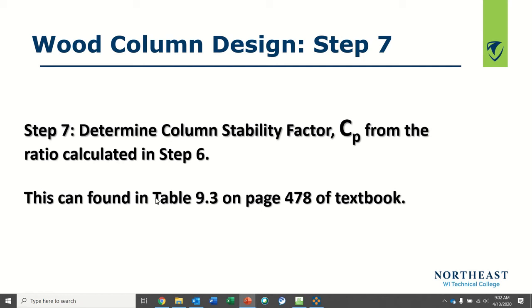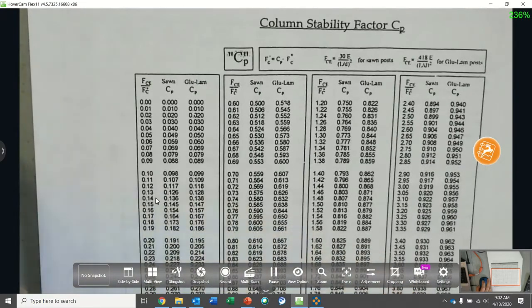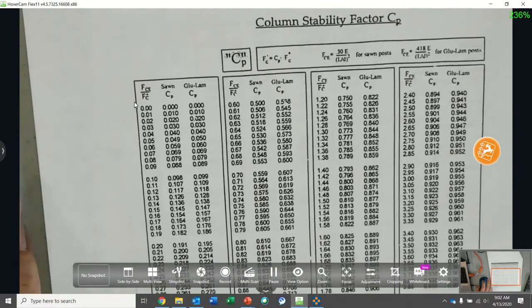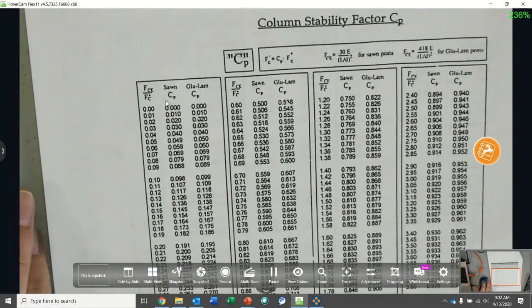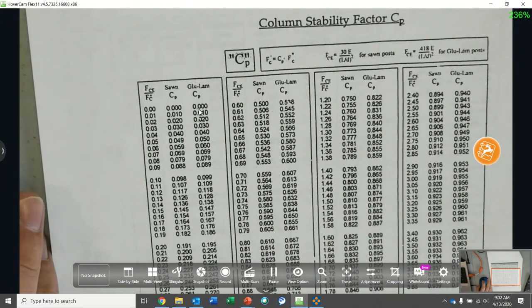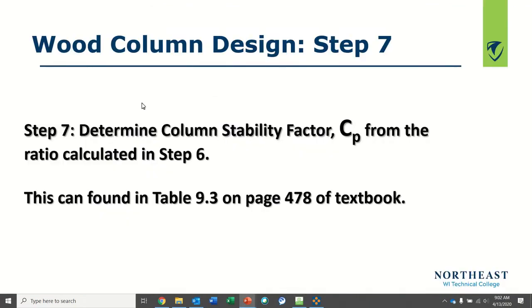As soon as I find it here. Here we go. I'm going to switch. Okay, so here is that ratio I'm talking about. So there's a stability factor here.